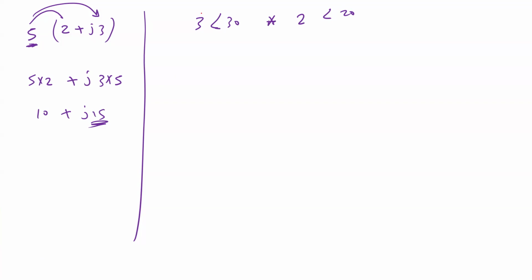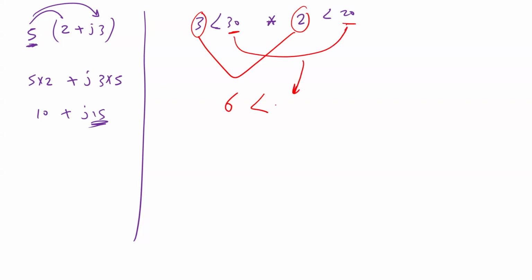All what you have to do is multiply the magnitude by the magnitude, so now it becomes 6. For the angle, you have to add the 2 angles, so it should be 30 plus 20. So the result should be 6 with angle 50. Okay, guys? So you multiply the magnitude by the magnitude, and then you add angle to angle.